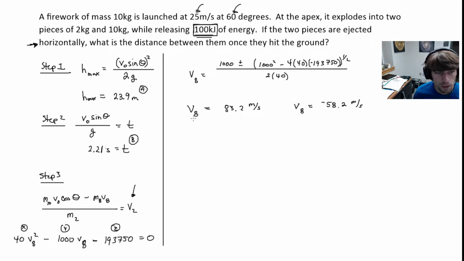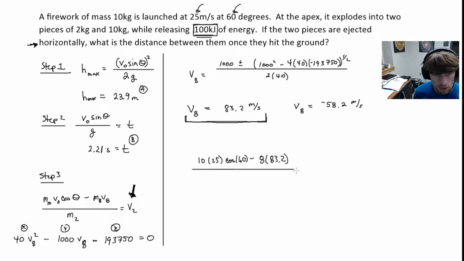Yep. Let's go ahead. Let's see, what value do I get for V2 if I use this for V8? Okay. So I'm going to use this equation right here. There we go. Let's get an idea. So you get 10 times 25 times cosine of 60 minus the 8 kilogram mass times 83.2. Okay. And divided by 2. What do we get for V2 here?